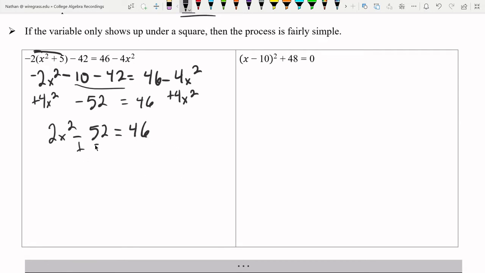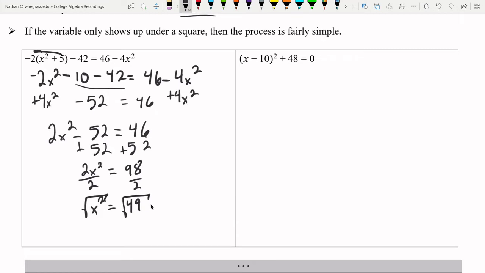Now I can add the 52 over. 2x squared equals 98. Divide by 2. X squared equals 49. And now I need to take the square root. With a linear equation, this would be the end result, but here we have a square in there and we want just x. So we have to take a square root.